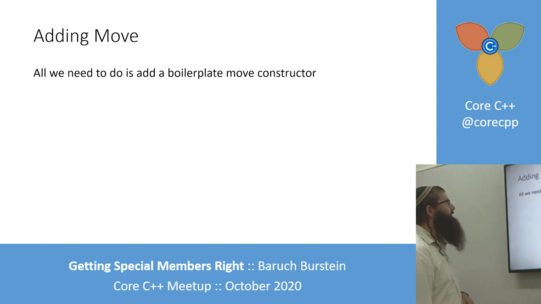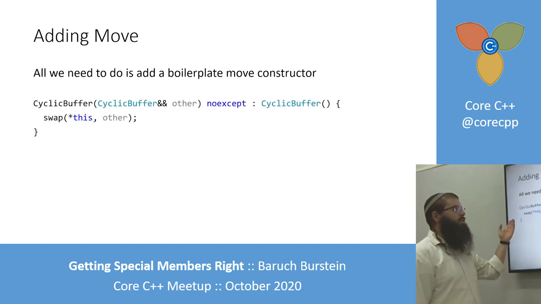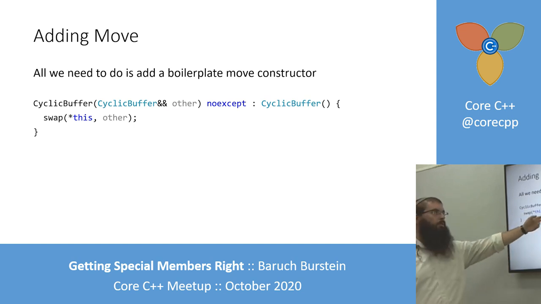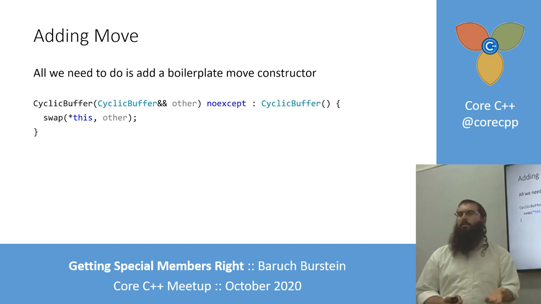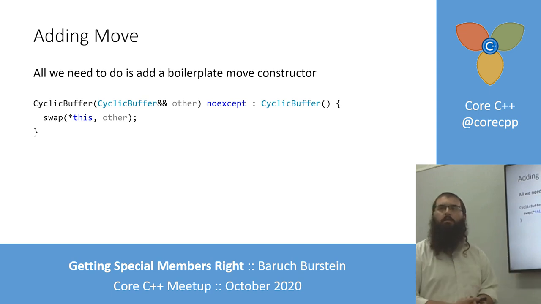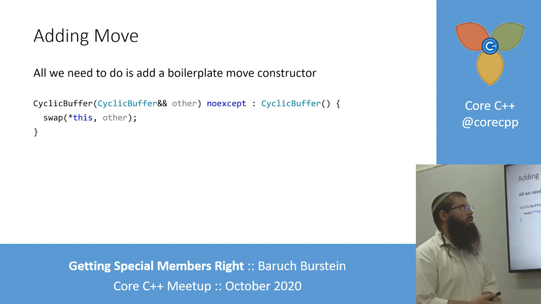C++ has move semantics. So if we wanted to add move, it is as simple as a move constructor. Move constructors are also recommended to always be noexcept, since, for instance, things like std::vector will only actually use the move constructor if it is noexcept. Otherwise, it can't guarantee strong exception safety.